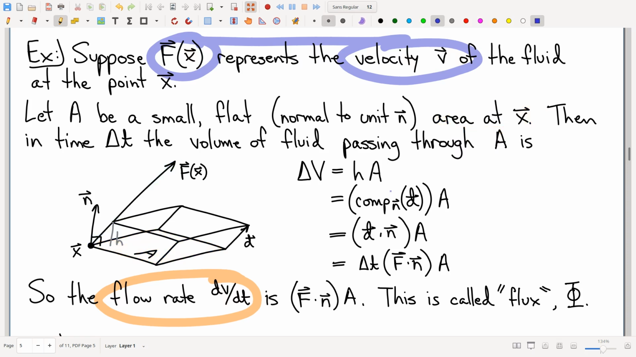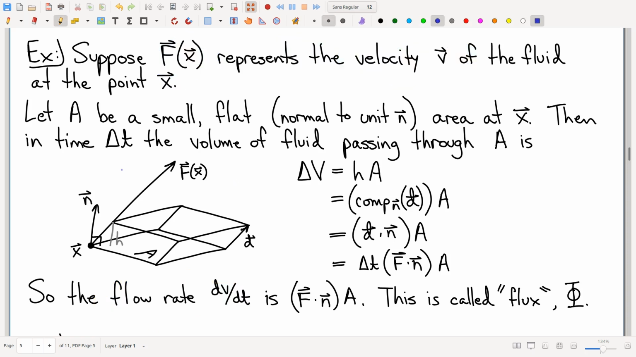These two things are different. Velocity is in feet per second, or meters per second, or whatever. Flow rate is volume, not distance. So cubic meters per second, not meters per second. So they're very, very different things. And given a vector field representing the velocity of the flow, reasonable question: how would I compute the flow rate through a given surface?